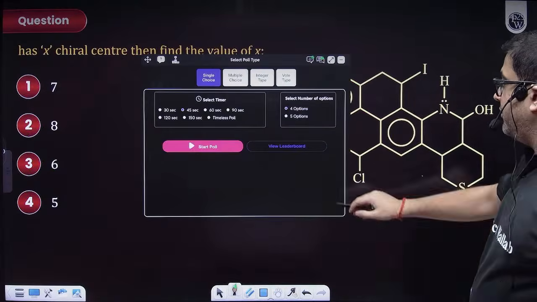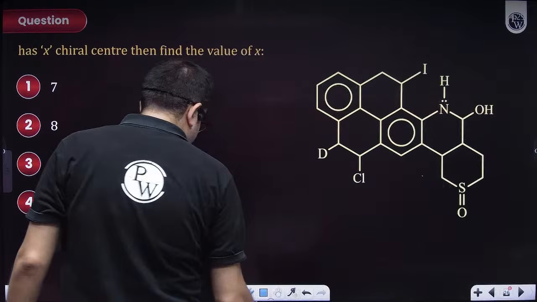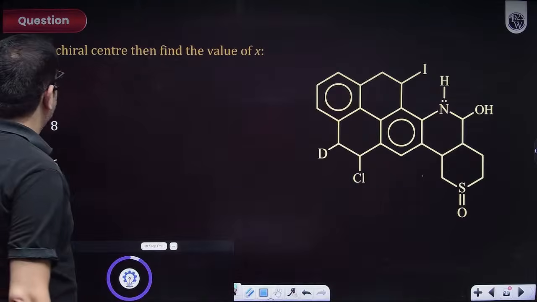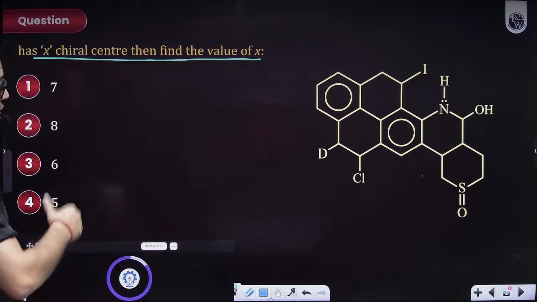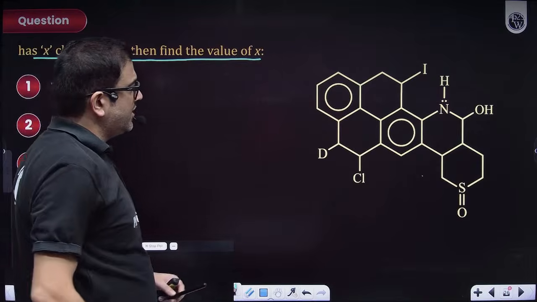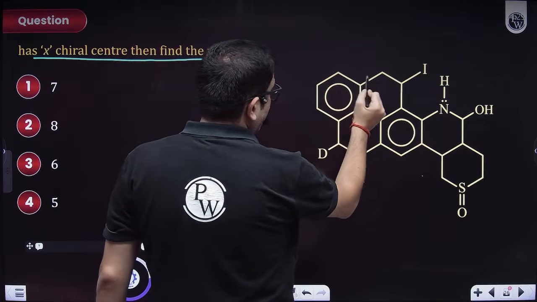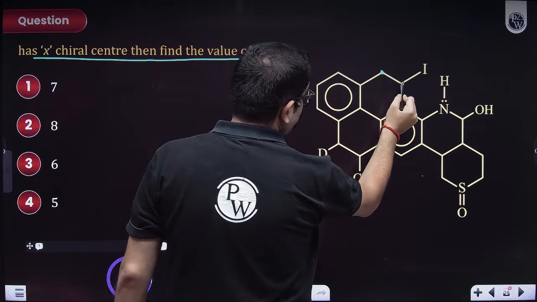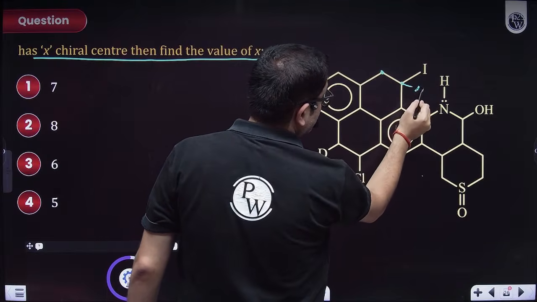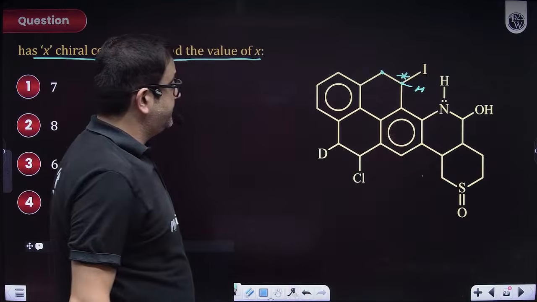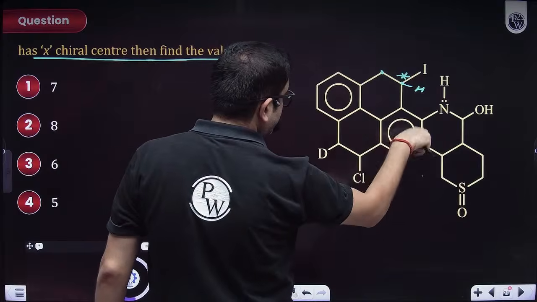Quickly do this one. I will attempt this with you so as to maximize time efficiency. Now, sir, if X is the number of chiral centers, then find the value of X. Okay, so you just have to calculate the chiral centers. Benzene is sp2 hybridized, this is CH2. This carbon in the ring will have H also, so this is the first chiral center. This is sp2, so the benzene ring is gone.